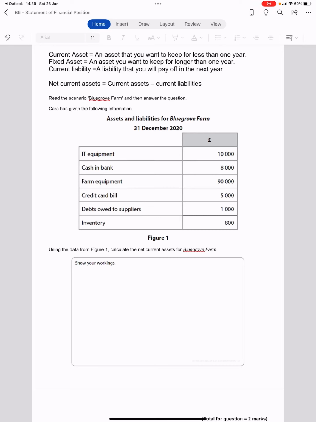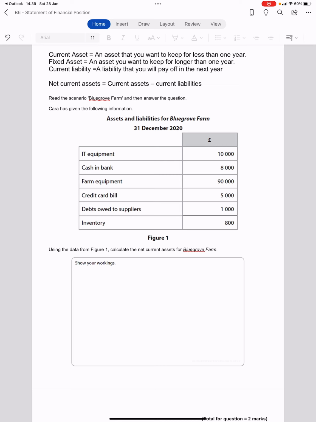Okay, so in this video we're going to look at statement of financial position. Now there's three things that you need to know before you can work out statement of financial position, and that's that assets are things that you own, liabilities are things that you owe, and that net current assets is equal to current assets minus current liabilities. So let's get into this.